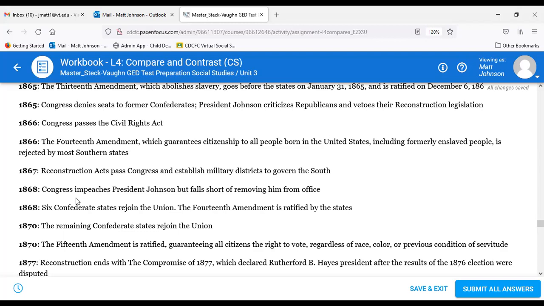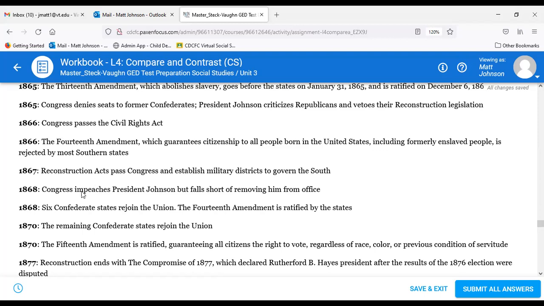In 1868, Congress impeaches President Johnson, but falls short of removing him from office. Remember we said just by one vote, he almost got removed from office because of the way he was handling Reconstruction. Also in 1868, six Confederate states rejoined the Union, and the 14th Amendment is ratified by the states. So we saw the 14th Amendment introduced in 1866, and it took a little longer, until 1868, to get it ratified, right?